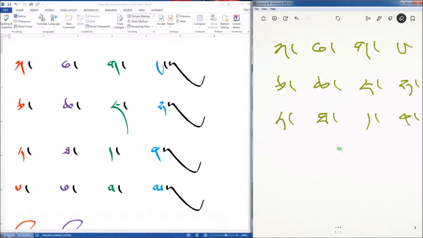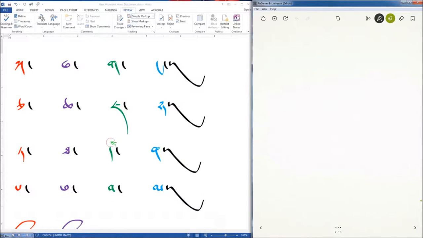Okay, so that's ta, ta, ta, na, right? The next is pa, pa, pa, ma. So pa, pa, pa, and ma. That's the same as pa, pa, pa, ma. And then on the next page we will go over the remaining letters.